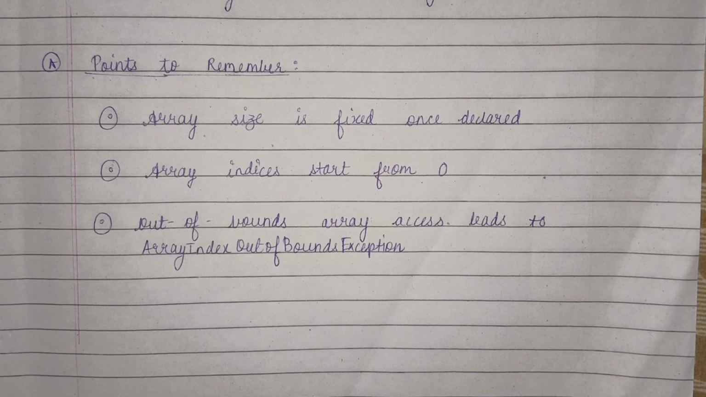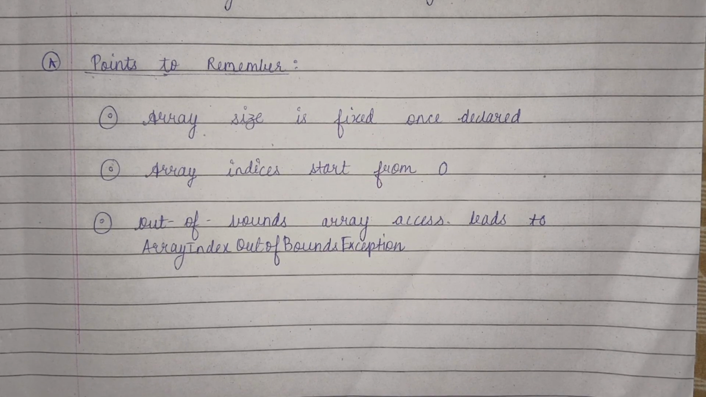Mostly the exception comes at the time of iterating the elements. So that's why we have to give the ending conditions carefully, so this will not lead to the array out of bound exception.